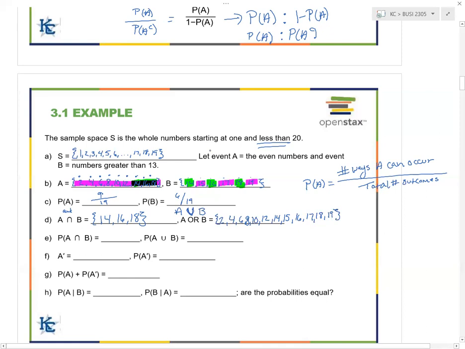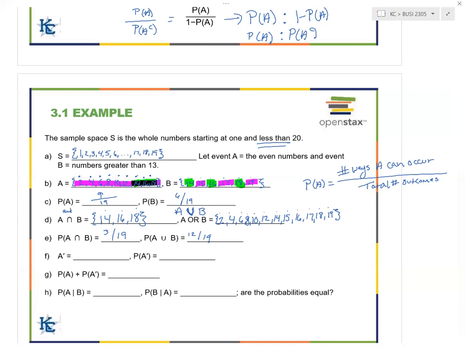So if we want the probability that A intersect B, A intersect B has 3 values in it. So 1, 2, 3. We see here 1, 2, 3. And again, the total number of possibilities is 19. So the probability is 3 over 19. A union B, same thing: 1, 2, 3, 4, 5, 6, 7, 8, 9, 10, 11, 12. There are 12 possible values, and there are 19 values in the total sample space.